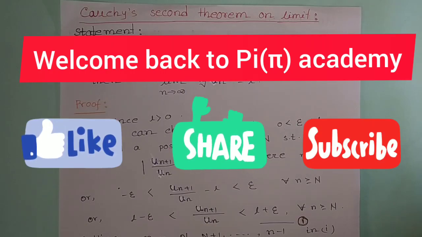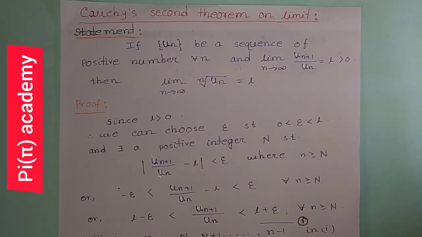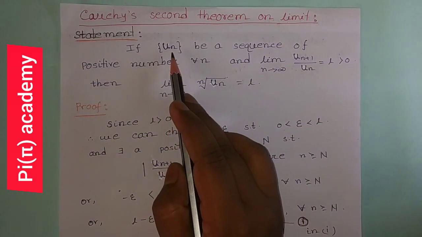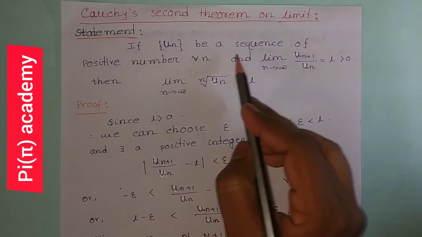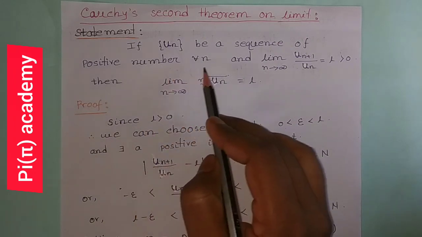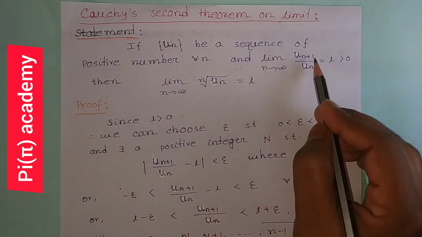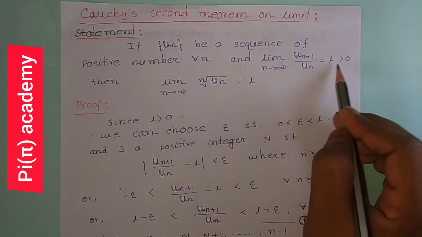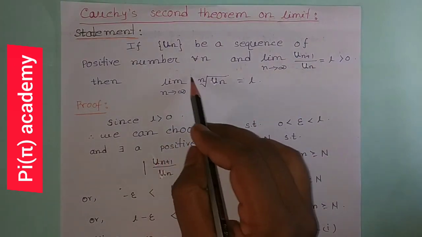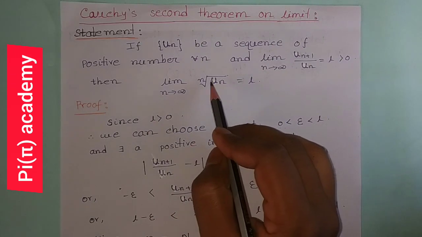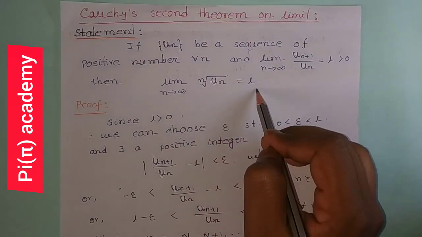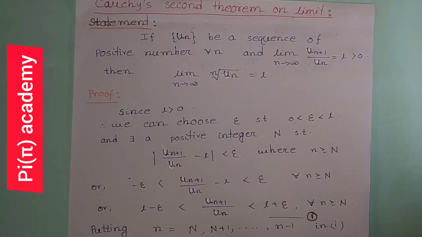Today our topic is Cauchy's second theorem on limit and some application of this theorem. Statement: if u_n be a sequence of positive numbers for all n and limit n tends to infinity u_(n+1) divided by u_n equal to L greater than 0, then limit n tends to infinity nth root of u_n is also L. Now prove.